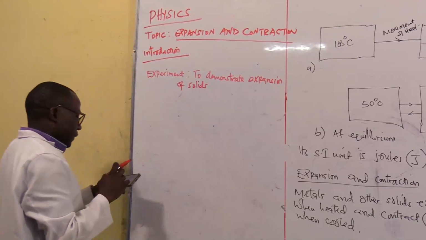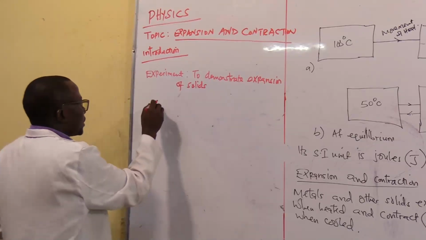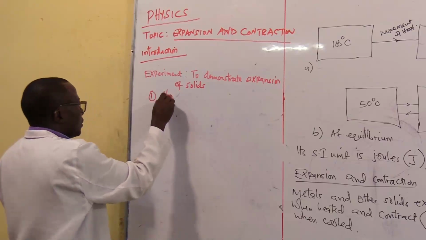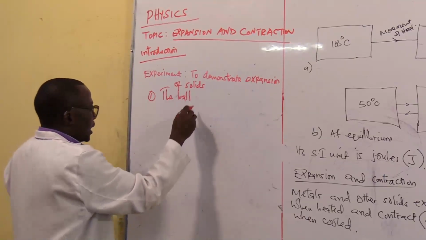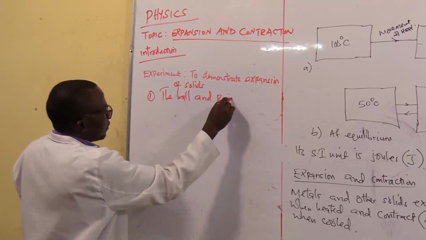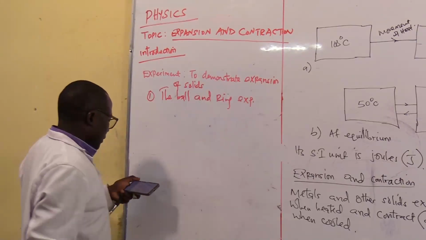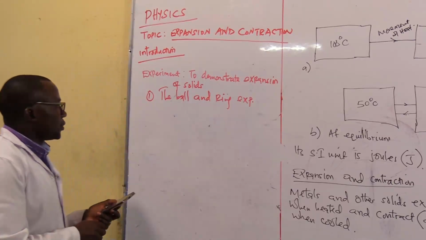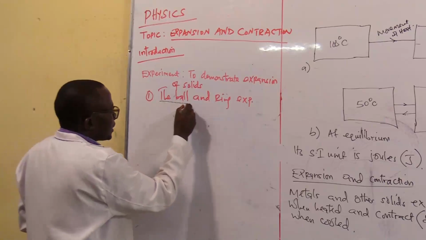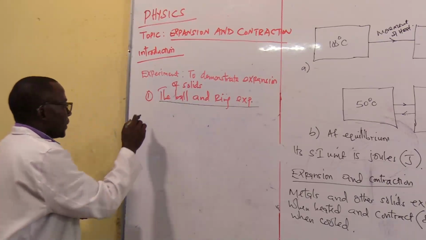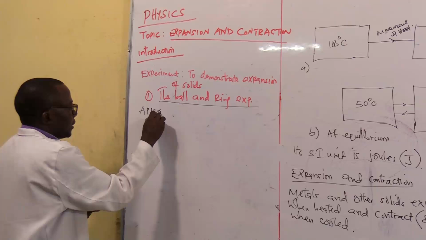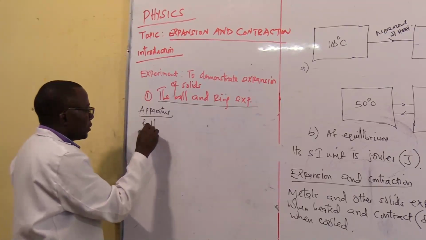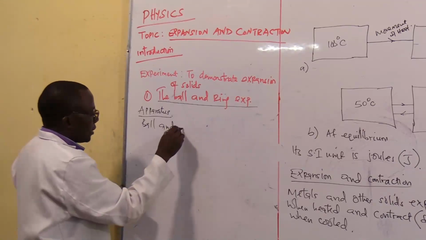In the first case, I want us to use number one, the ball and ring experiment. As usual, having the experiment, we must have the apparatus. So we have the following apparatus: you need the ball and ring apparatus.